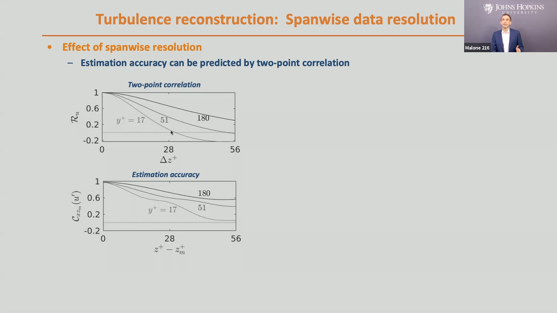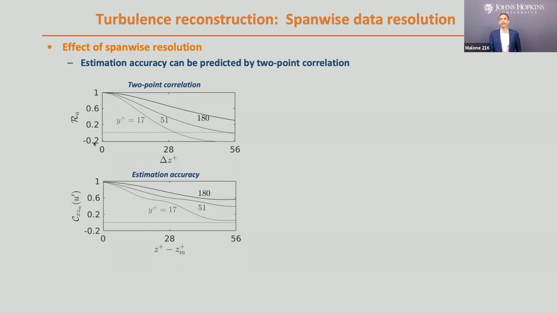We might be tempted to think that we're only reproducing flows where we have a correlation, but that's not true. If you look at Y plus 17, the flow decorrelates by 28 plus units. And if you look at distance 28 plus units from the measurement station, our correlation is over 50%. So of course we benefit from the flow being correlated, but there's more to the story.